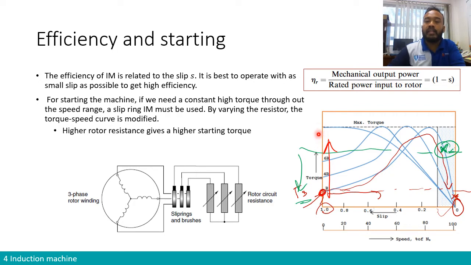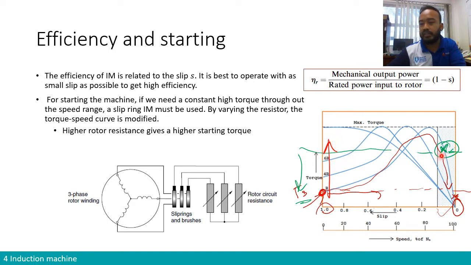And if you add more and more, it could end at starting torque equals maximum torque. But the curve now is going to be like this. Okay. So if you have a much higher rotor resistor, the starting torque will be much higher, and the form of the torque versus speed curve will change. So for starting the machine, we manipulate the value of the resistance of the rotor in order to increase the starting torque. So higher rotor resistance gives a higher starting torque, right?